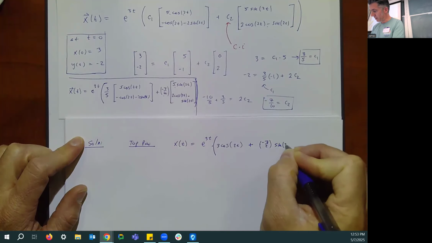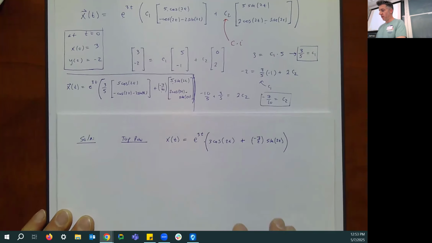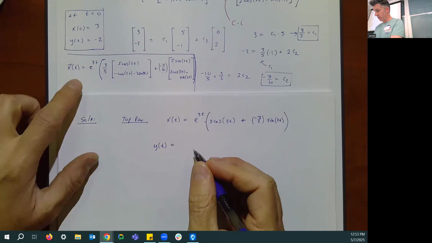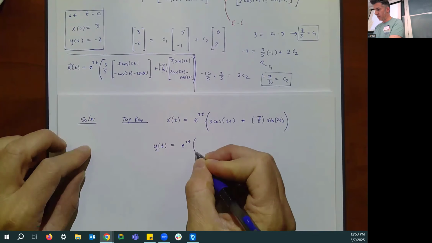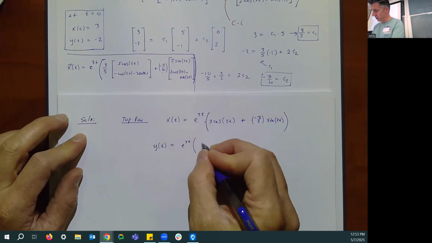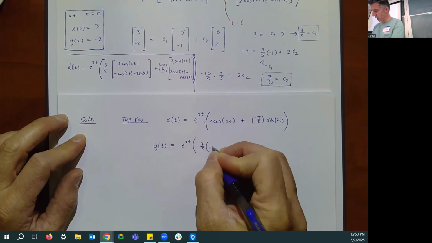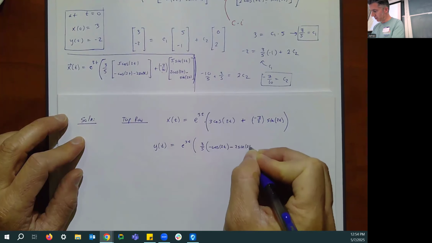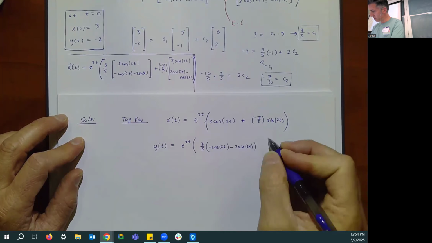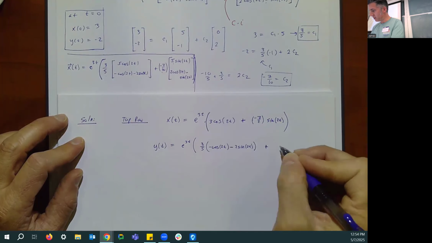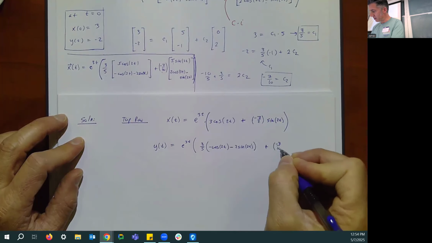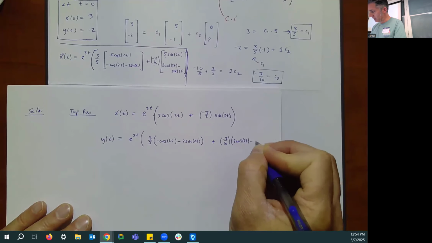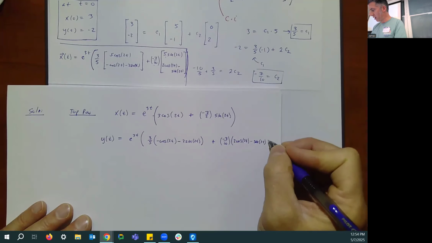sine of 2t. And in a similar way, although more complicated, the y component, the second part of my solution, is going to be e to the 3t times 3/5 times all that. So it's 3/5 times negative cosine of 2t minus 2 sine of 2t plus negative 7/10 times 2 cosine of 2t minus sine of 2t. Which again, I know is terrible to write.